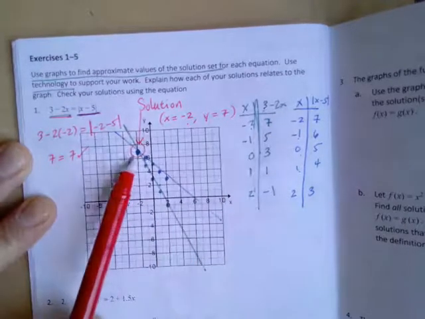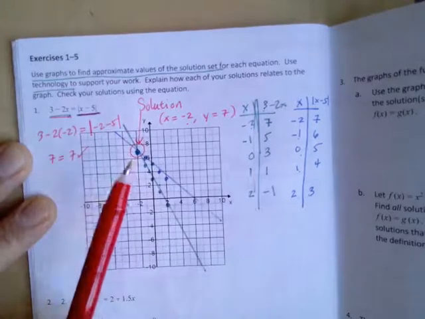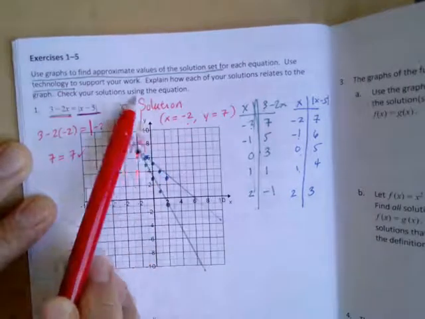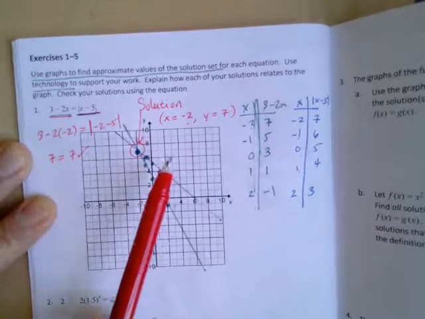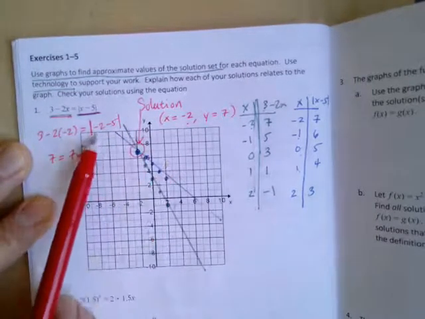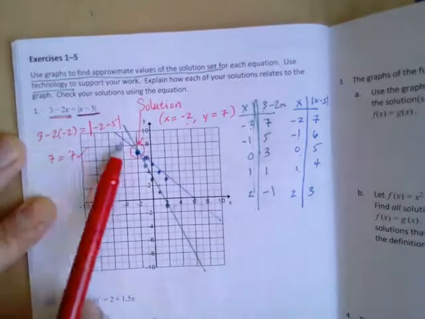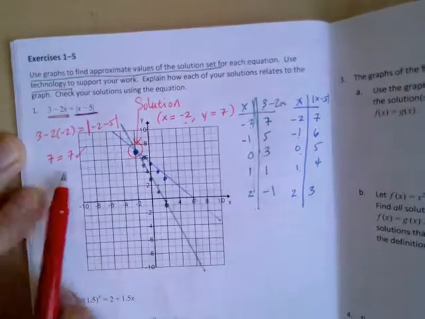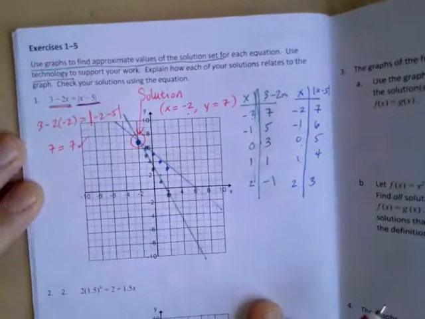The two of them intersect at negative 2, 7. Negative 2, 7. That's what we call the solution. One way to show that this is, in fact, the solution is if I substitute in negative 2 to both sides of the equation, I get 7 and 7. 7 equals 7, a true statement.